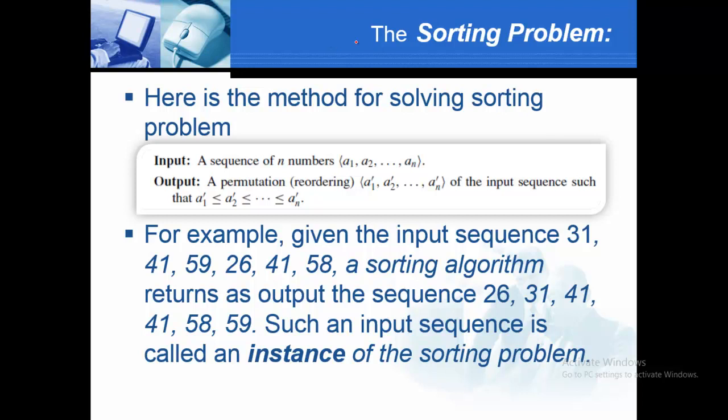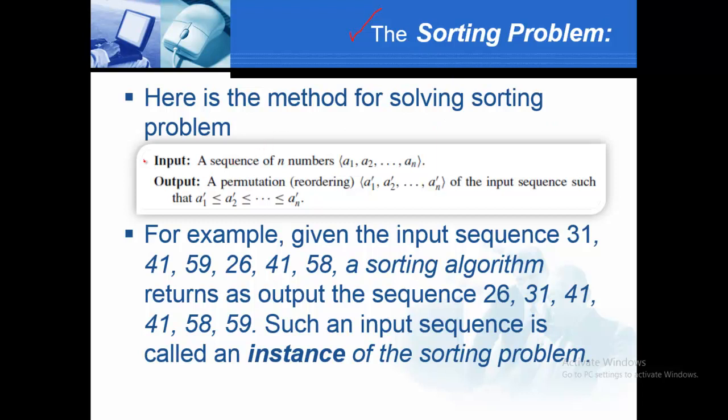Let's have an example of a computational problem, the sorting problem. You know that in computer science, this is one of the most important problems being discussed in any algorithm subject. Here is the method for solving sorting problems.